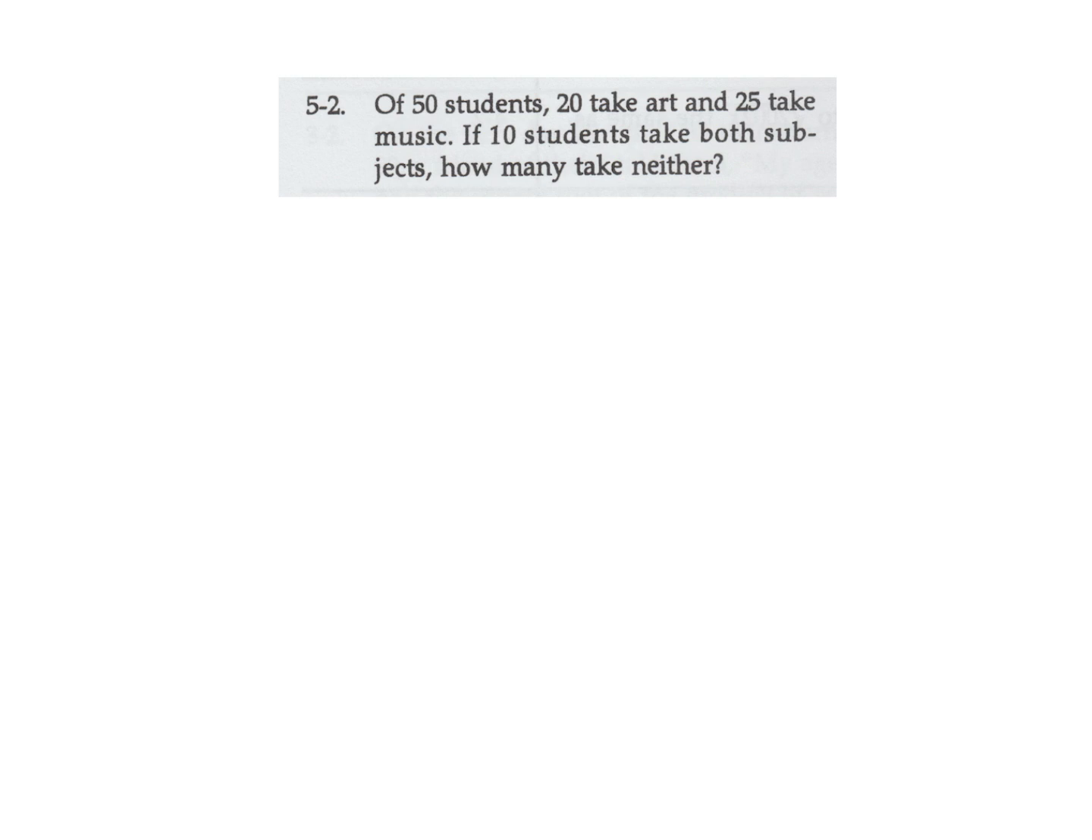Of 50 students, 20 take art and 25 take music. If 10 students take both subjects, how many take neither? Well, we can do this in a Venn diagram.